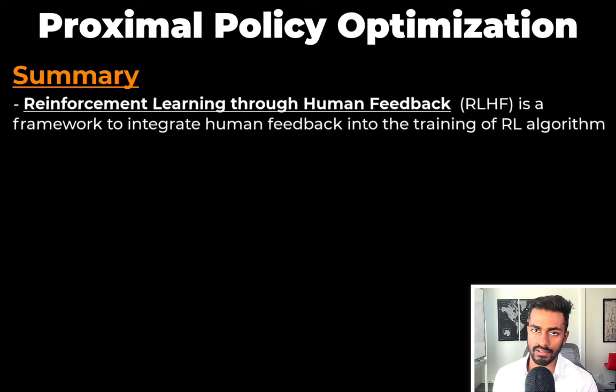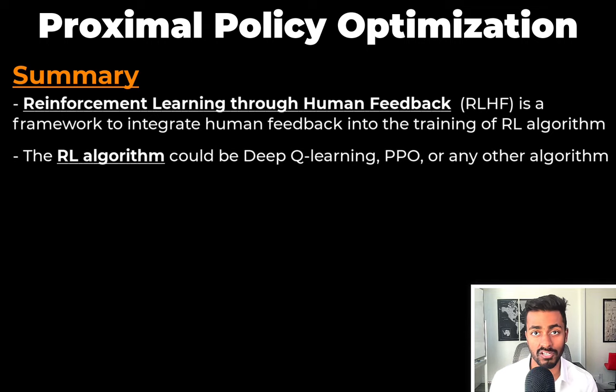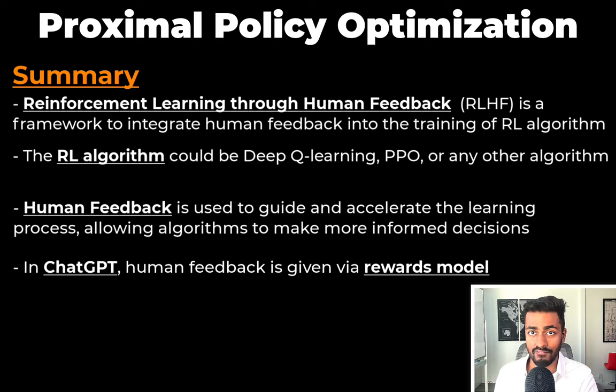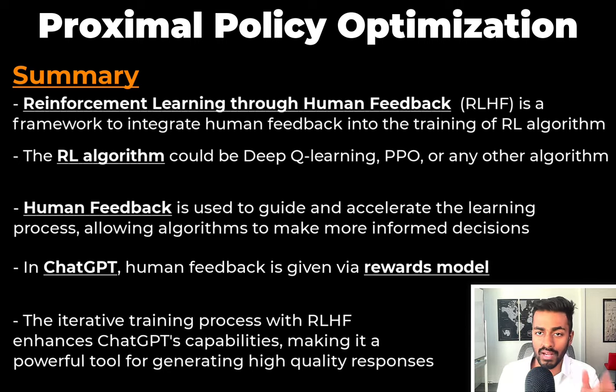That's gonna do it for quiz time for now, but before we go, let's write out a summary. Reinforcement learning through human feedback is a framework that integrates human feedback into the training process of a reinforcement learning algorithm. Now, the reinforcement learning algorithm in question could be DQ learning, proximal policy optimization, or any other algorithm. Human feedback is used to guide and accelerate the learning process, allowing the algorithm to make more informed decisions. And in ChatGPT, human feedback is given via the rewards model. The iterative training process with reinforcement learning through human feedback enhances ChatGPT's capabilities, making it a powerful tool for generating high-quality responses.